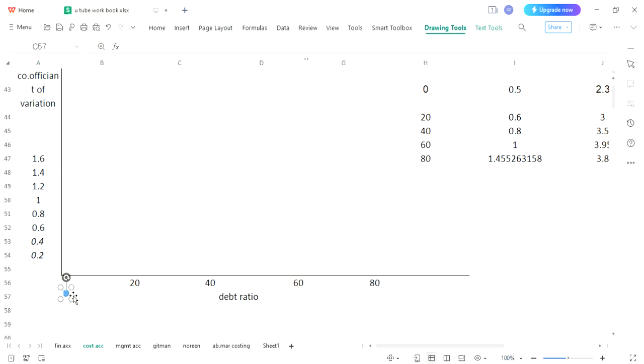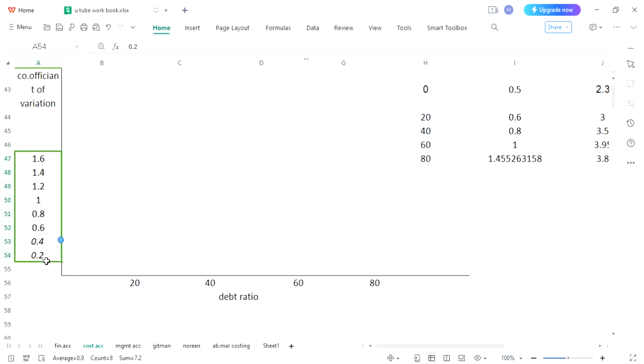We have the first point at 0 and 0.5. This is the stage where your debt ratio is 0 and you need to put it at 0.5, which would be in between 0.4 and 0.6. So we have got our first point, where your debt ratio was 0 and your CV was 0.5.